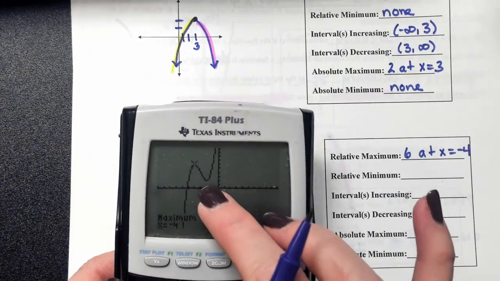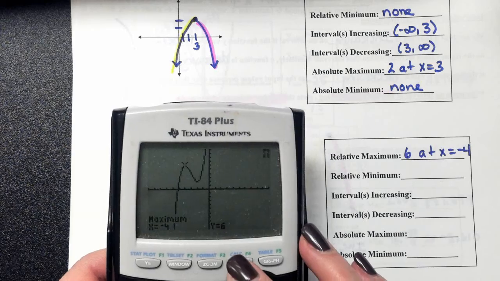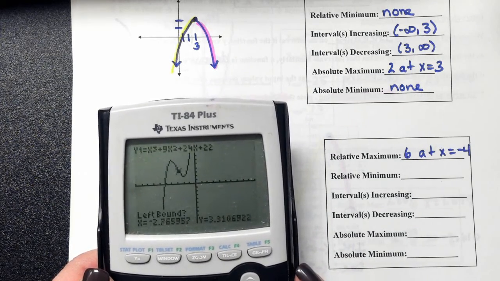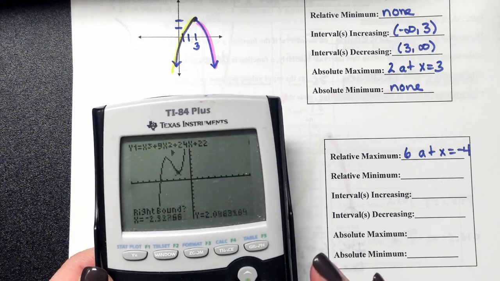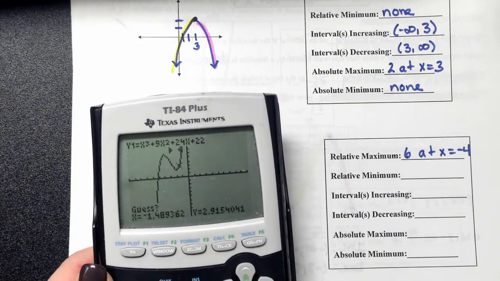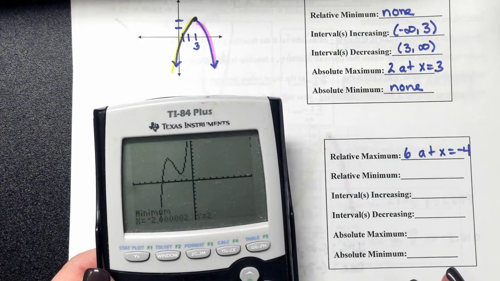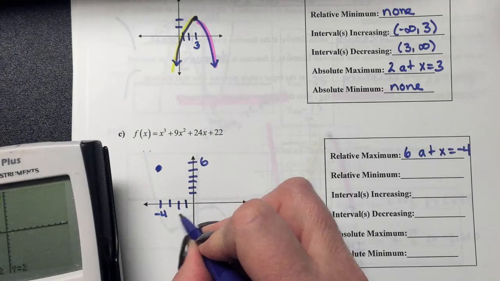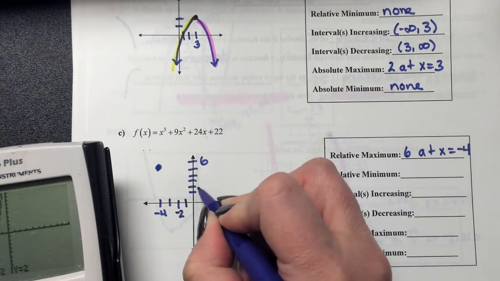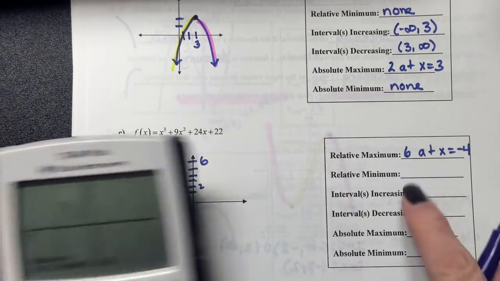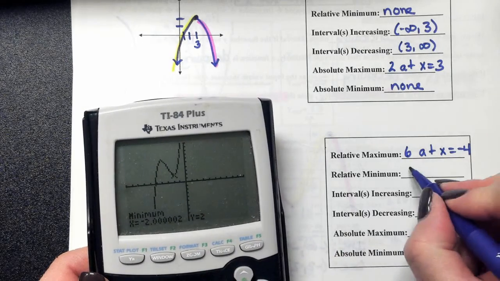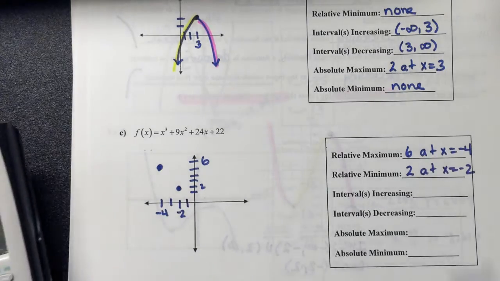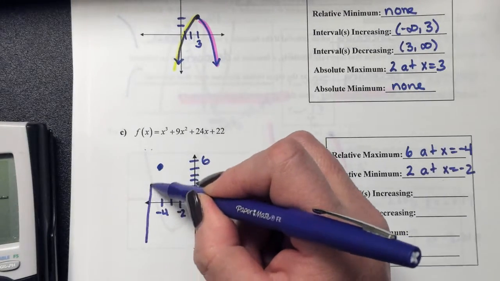So now to find the relative minimum, I'm going to go back to second trace, move my cursor slightly to the left of that point, hit enter, move it to the right, and then enter again. So notice this point's occurring at negative 2, 2. So the relative minimum, remember, it's the y value, and it's occurring at x equals negative 2. So this graph looks something like this.